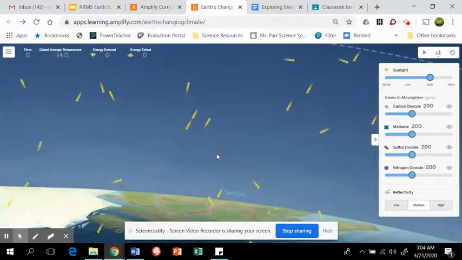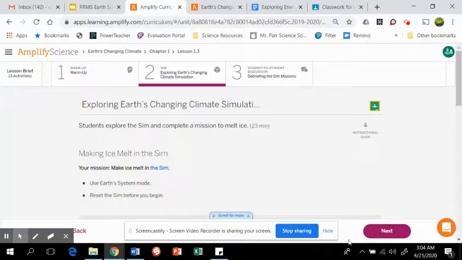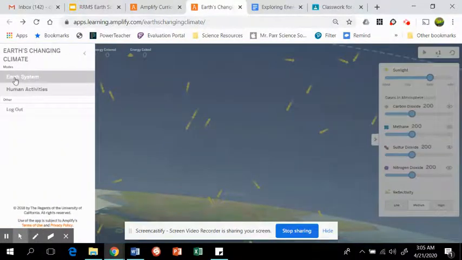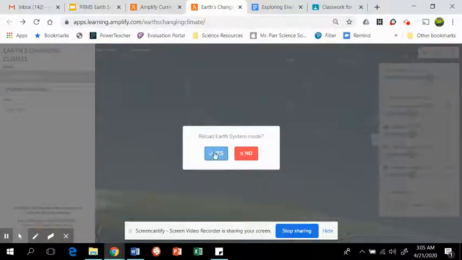And what were some other ones? It doesn't show clouds, it doesn't show ocean currents, etc. So when we go into the sim, we have a goal. Your mission is to make ice melt in the sim. It says to use Earth's system mode and reset the sim before you begin. So I have to go in and make sure I'm in Earth system mode, and I'm going to reload the Earth system.